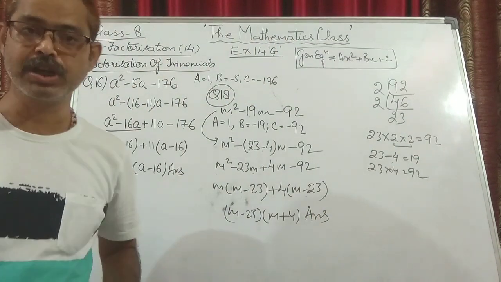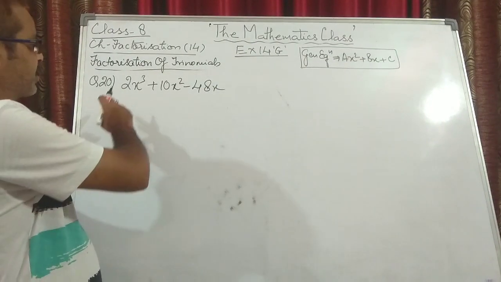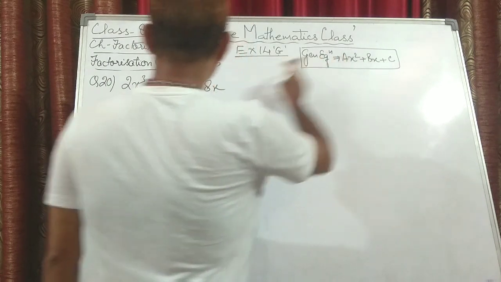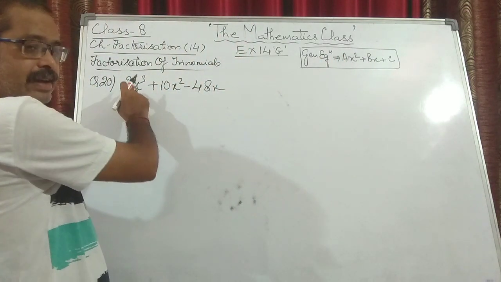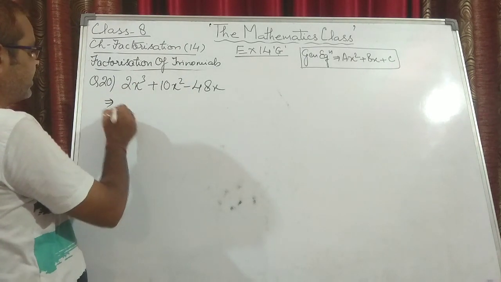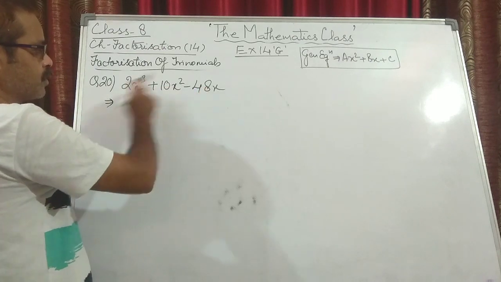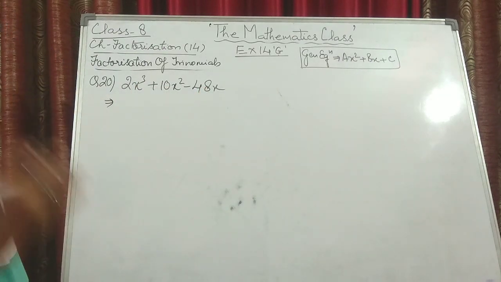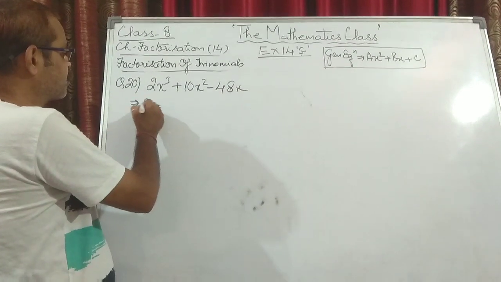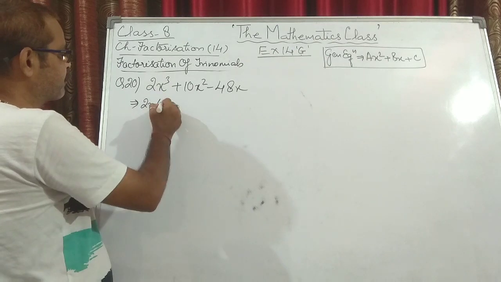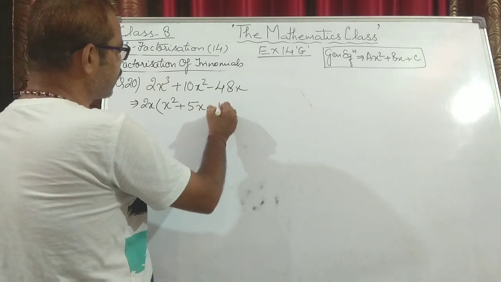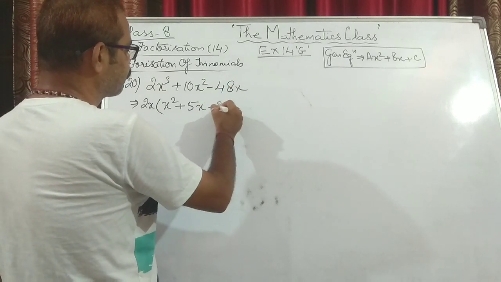Now we move on to question number 20. Now question number 20, you can see it is given 2x cube, and here the general equation is ax square. So first we have to make its highest power as 2 and then we will proceed. So what you can see that we can take 2 common from all the terms, as well as we can take x also common from all these 3 terms. So I am taking 2x common from all the terms. We are left with x square plus 5x minus 24.